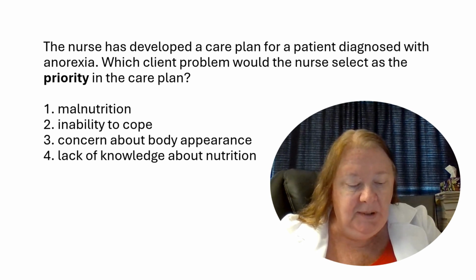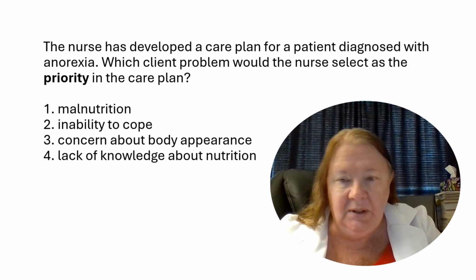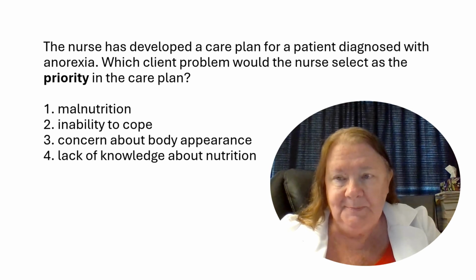So here you're going to figure out which client problem would the nurse select as the priority in the plan of care. Okay, for the client with anorexia nervosa. Number one, malnutrition. Two, inability to cope. Three, concern about body appearance. And four, lack of knowledge about nutrition.